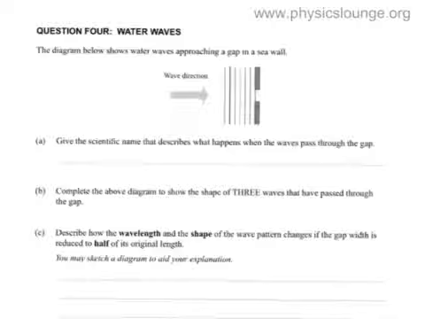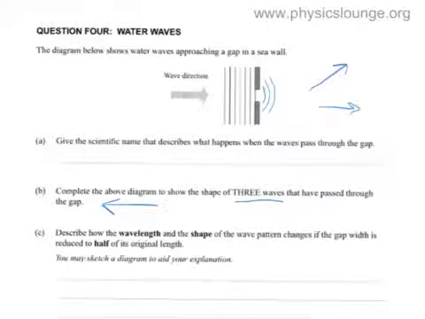Well, it might help to draw what's going to happen when the waves pass through the gap, which is actually question B here, to show the shape of 3 waves that have passed through the gap. So this is going to be a little bit hard to draw, but 1, 2, 3. So the waves are spreading out. The wavelength is the same as what you started with on this side. That's how it should look anyway.